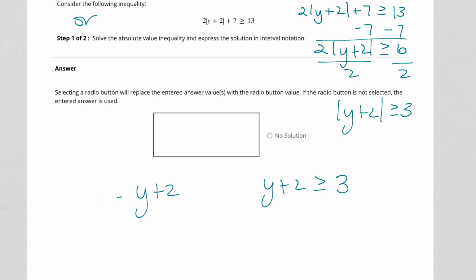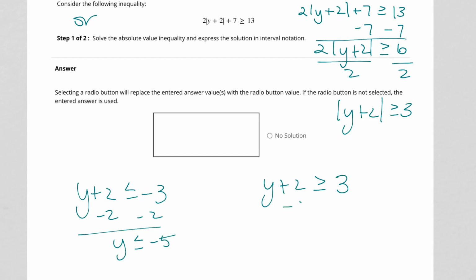Let's go back and look at my first equation for just a second. I think I may have written that one wrong. I'm going to have y plus 2 less than or equal to a negative 3, and y plus 2 greater than or equal to 3. That feels better. Okay, so now subtract 2. Y is less than or equal to a negative 5. Subtract 2. Y is greater than or equal to 1.